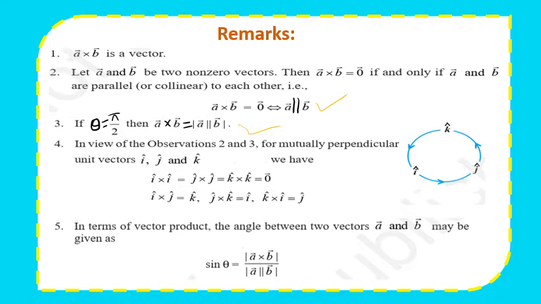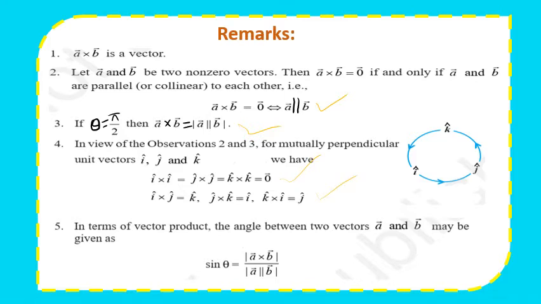Now from the above two observations we can say that for mutually perpendicular vectors i, j and k, we know that i, j, k are along the X, Y, Z axes, so they are mutually perpendicular to each other. So i cross i equals j cross j equals k cross k equals 0, and i cross j equals k, j cross k equals i, and k cross i equals j. Keep these two points very clearly in mind.